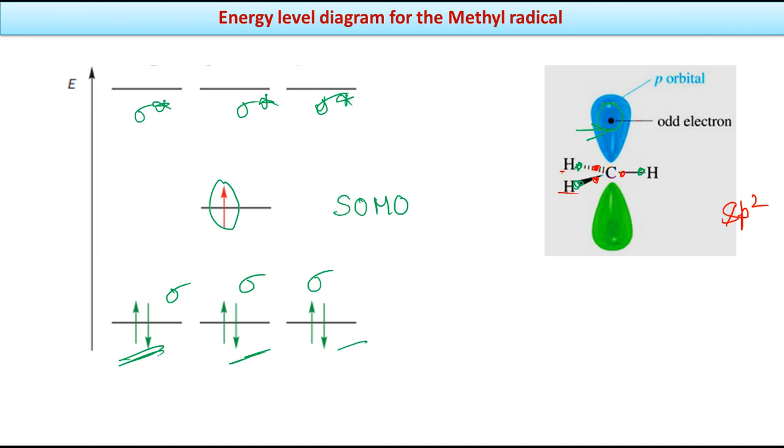Now we know that this energy level may change. That is, if the energy level is decreasing, that means the carbon radical is becoming more stable, and that depends on what kind of substituents are present. So depending on the substituents, the energy of this electron present in the SOMO may vary. The energy level may go up or it may go down. Now, all the information related to stability, I will discuss probably in the next video.